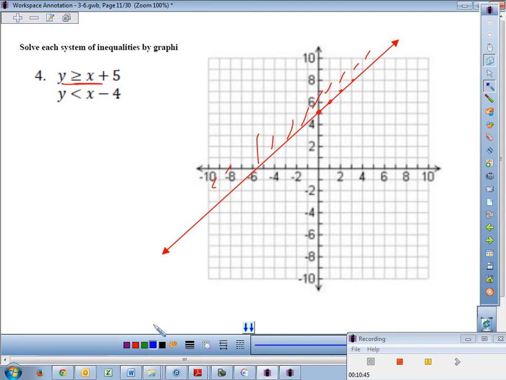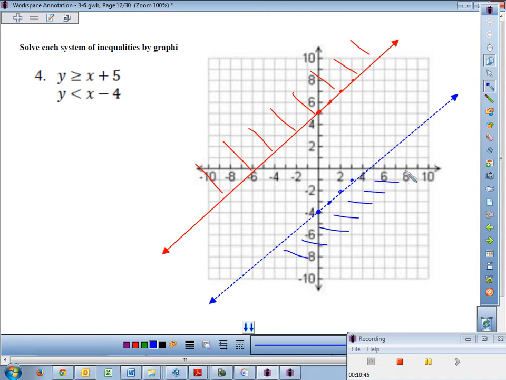Then we graph our second one, which is also in slope-intercept form. Starts at -4, slope of 1. Interesting. Those two lines have the same slope. What's that mean about those two lines? They're parallel. But where would you shade on this one? Below. We're looking where blue shade and red shade intersect each other. Where did that happen? So how many solutions?